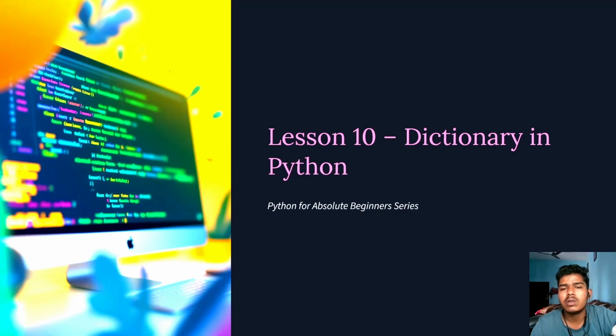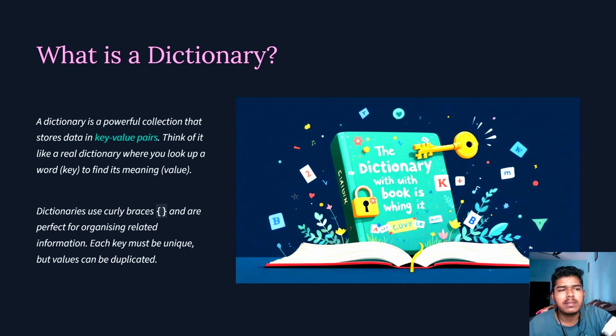In this lesson, we are going to learn dictionary in Python. Dictionary is an important topic and it is used in real programs. So, let's start. What is a dictionary? A dictionary is a collection in Python that stores data in key and value pairs. Dictionaries use curly braces and are perfect for organizing related information. Each key must be unique, but values can be duplicated.